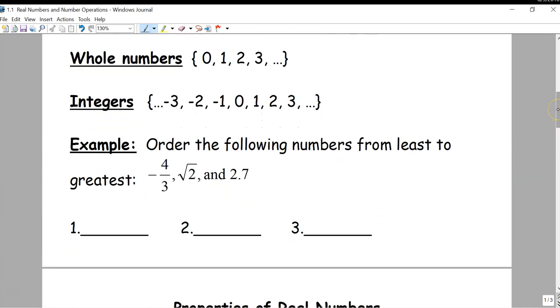So we've got a couple of sets of numbers that I want you to be familiar with. We need to be familiar with the set of rational numbers. Rational numbers are those numbers that can be written as a fraction. We also need to be familiar with the set of whole numbers and the set of integers. So I have listed those for you below. One thing I would expect that we could do is order the following numbers from least to greatest. So you can go ahead and do that.